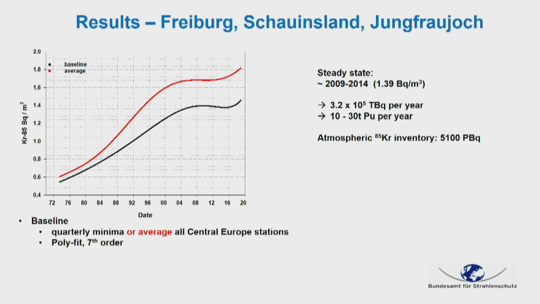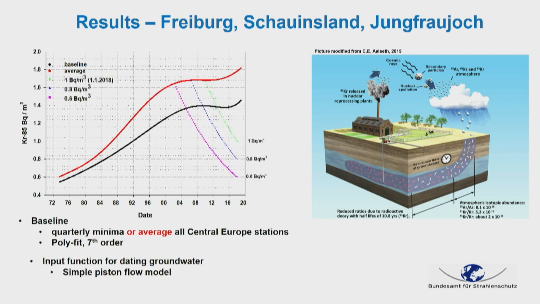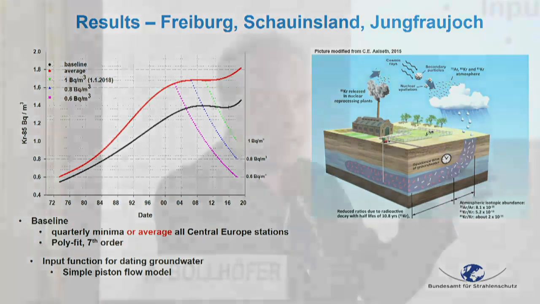We've also calculated an average. Basically, we used the average from all our stations, calculated the quarterly average, and then fitted a 7th order polynomial to that. We did that to provide input functions for dating of young groundwaters. The idea is that the Krypton-85 to krypton specific activity is the same in the air as in water droplets, and then the water incorporated into the groundwater body has the same Krypton-85 specific activity as well.